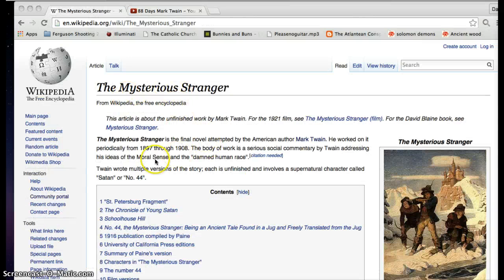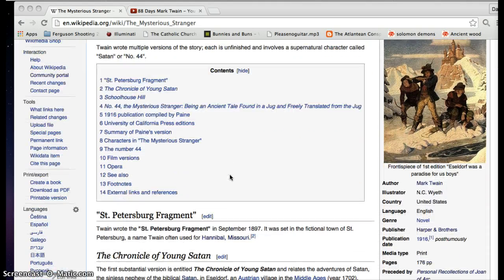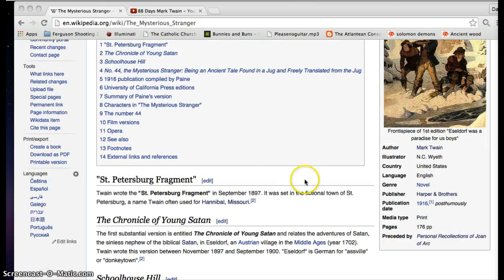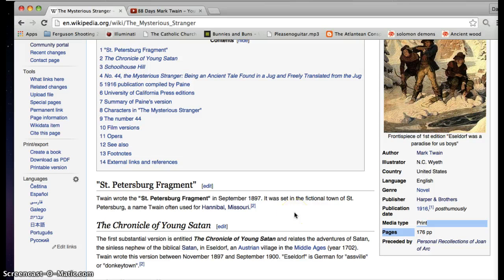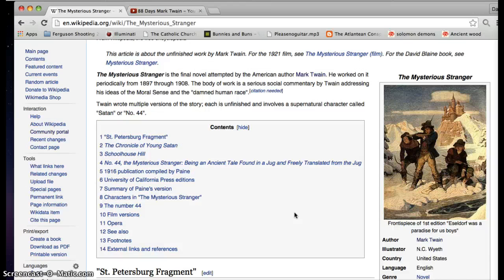So you can even see on here, it says Twain wrote multiple versions of the story. Each is unfinished and involves a supernatural character called Satan, or number 44. Anyway, you come down here. The first thing I noticed, it says it's 176 pages long. 176 is 88 plus 88. So if you break that down, it would be 44 plus 44 plus 44 plus 44.